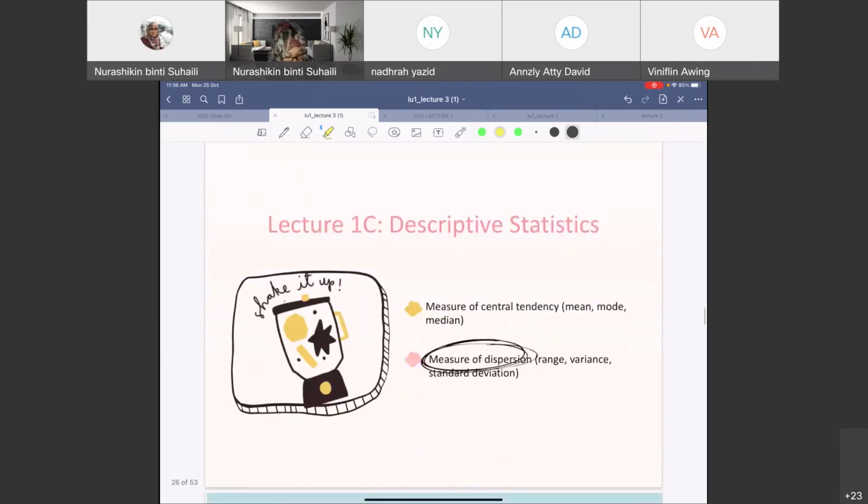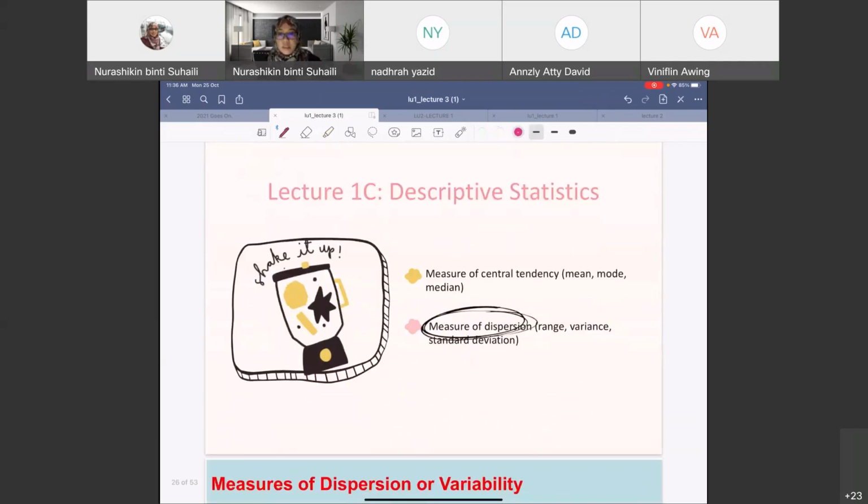Okay. The second part is the measure of dispersion. When we talk about dispersion, we have to understand first what dispersion is. We are still talking about the distribution, the whole data distribution, the whole thing of the data we refer to as a distribution. So dispersion means how dispersed the distribution is from the mean value. Let's say we have the mean value.